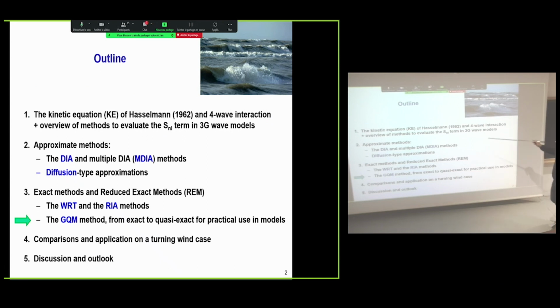Okay, so the outline. I will briefly recall the kinetic equation, but it must be fresh in your mind after the presentation of Miguel and Nicolas. Then I will try to describe the basic principles of some of the methods, considering two approximate methods: the DIA and extension MDIA, and diffusion type approximations. Then I will focus on more exact methods, what I will be calling reduced exact methods. I mean, starting from exact methods, but using them with a reduced number of configurations. In a way, we deteriorate them a bit to get approximate methods. Among this family, I will speak about the WRT method and the GQM, as I said before. Then I will give you some examples and comparisons for application on the turning wind case before concluding.